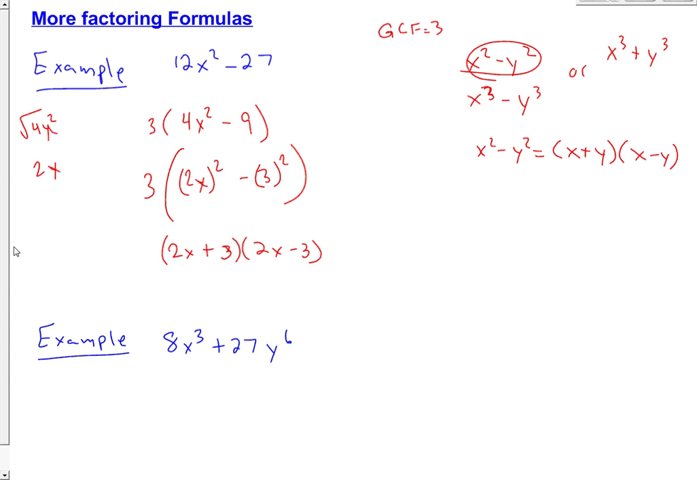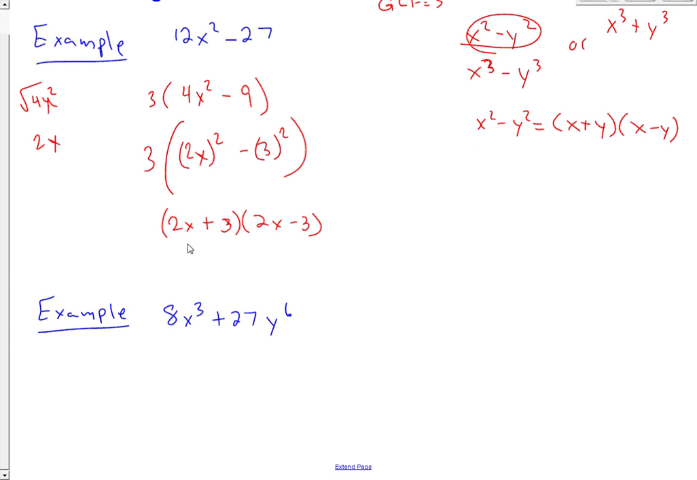Okay? Now, let's look at this last one here. I have 8x cubed plus 27y to the 6th. Okay? Well, alphabetically, x comes before y, and that's the only x. So this is written in the proper order. And I have a greatest common factor here of, no, I don't. I don't have a greatest common factor. So I have cubes. I might have something like x cubed plus y cubed.